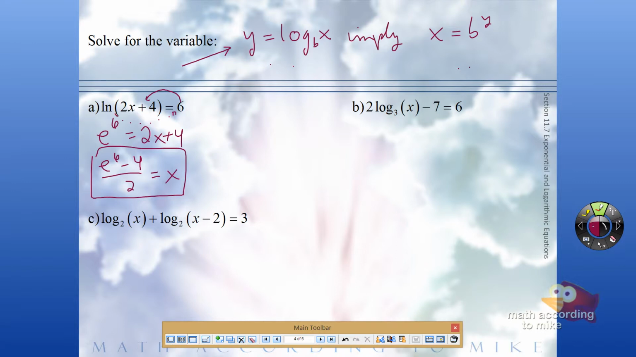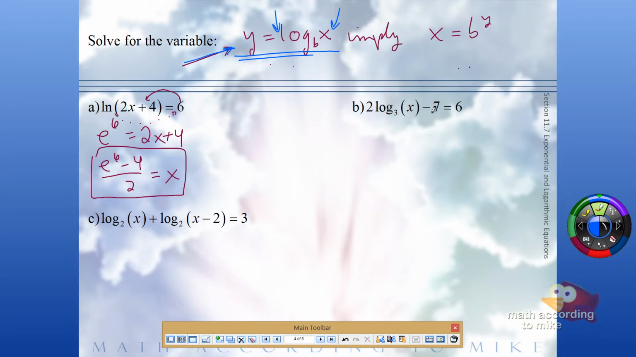In part B, to use this property, what's the coefficient of the log have to be? 1. What do you have to do to the log? Like, can you add or subtract to it? Nope. So in order to use this rule, the definition of log, you must isolate the log first.